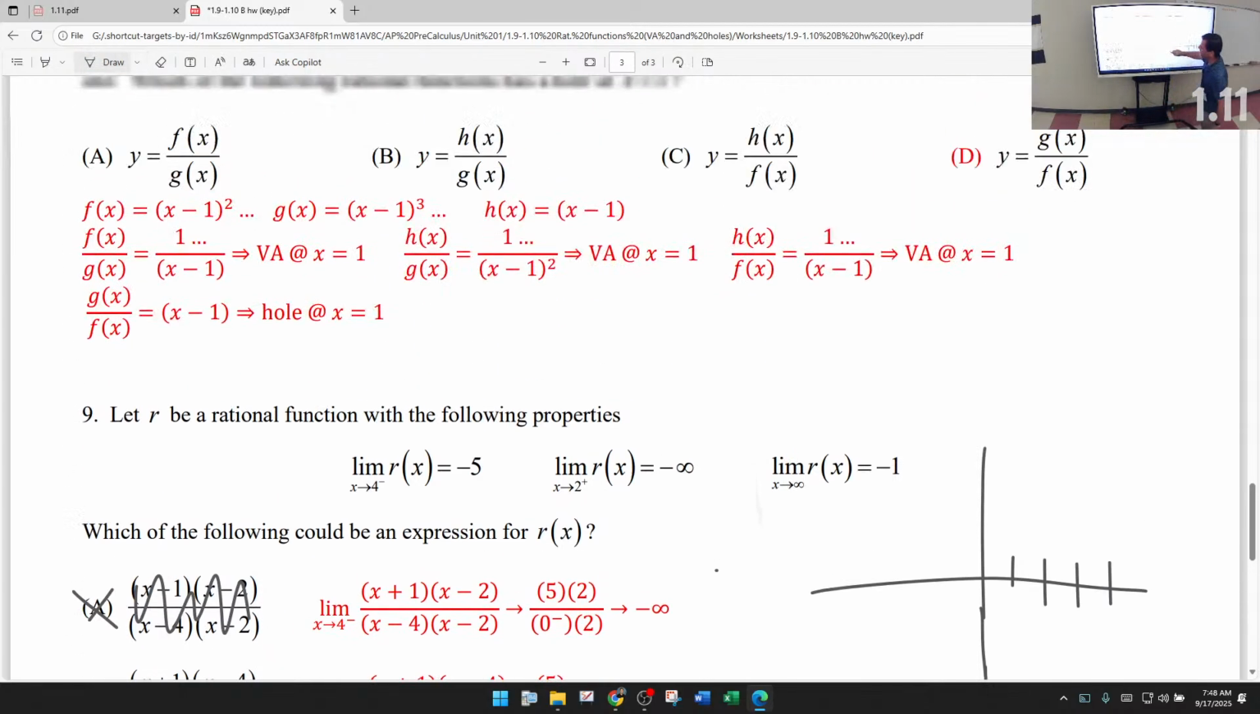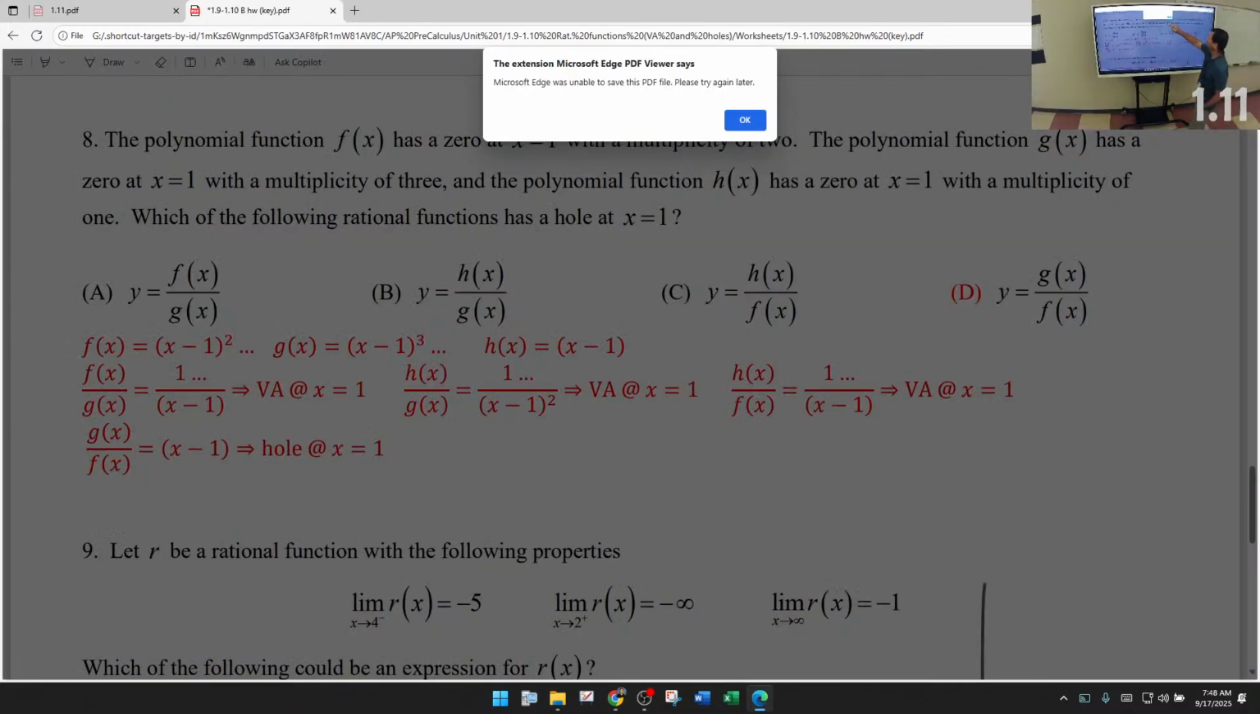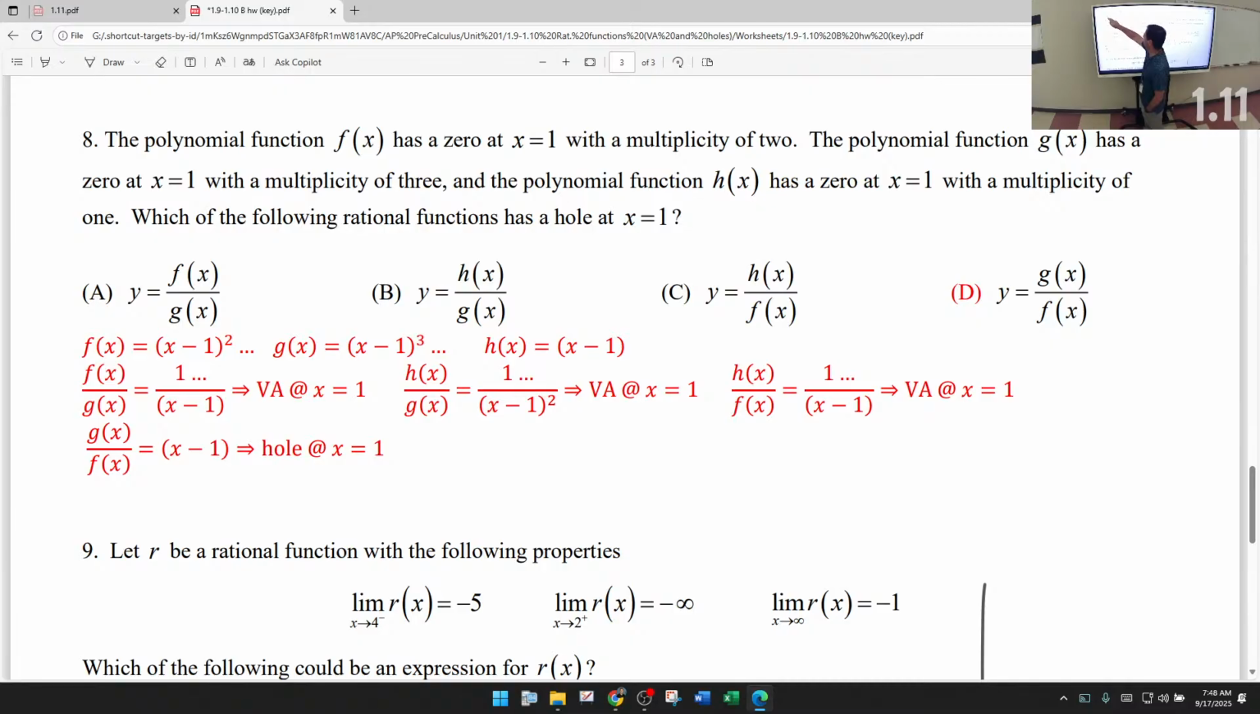We'll do this one, you probably got to get going. The polynomial has a 0 at 1 with a multiplicity of 2. Holy cow. I don't want that. Try again later. That's good. A 0 at 1 with a multiplicity of 2. That must be in my numerator. A 0 at 1 with a multiplicity of 2 has to be in my numerator.